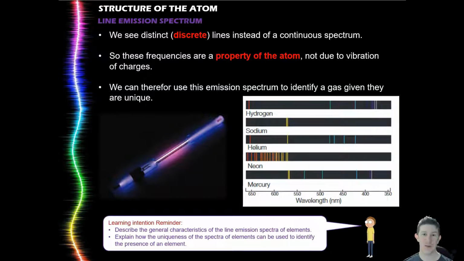If that's the case, it means we can use the line emission spectrum to identify gases given the fact that they are unique. And we can see in this picture here, these are the barcodes or the emission spectra for certain gases, so hydrogen, sodium, helium, neon. And the cool thing about this is we can use them to identify other objects. If we know what hydrogen looks like and we know what sodium looks like, if we had a hydrogen-sodium gas mix that was excited or heated up, we could see it through the spectra and we could match it to our existing codes to figure out that it contains hydrogen and sodium.